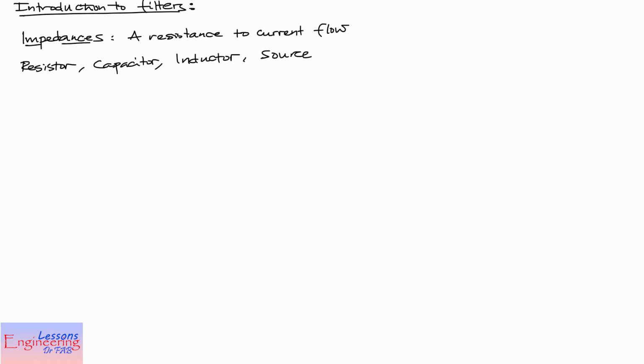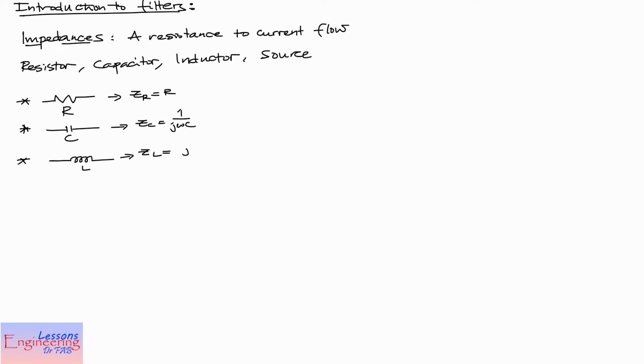The impedance of a resistor R is designated by ZR. This is equivalent to R, as you remember. For a capacitor C, the impedance is ZC, which equals 1 over j omega C. And for an inductor L, its impedance is ZL, which equals j omega L. Now we'll see how these impedances are combined in a circuit to give us some specific output.